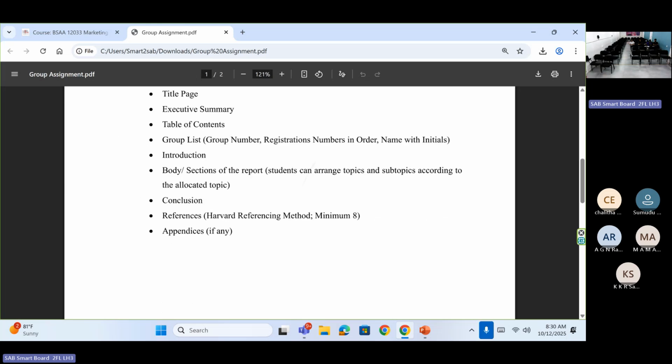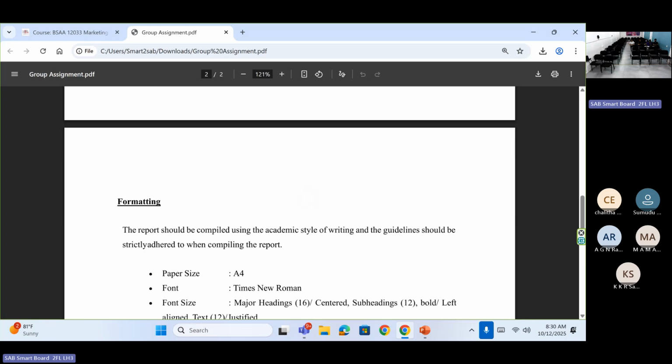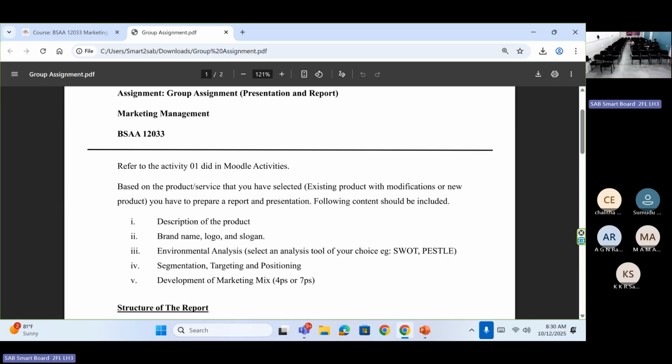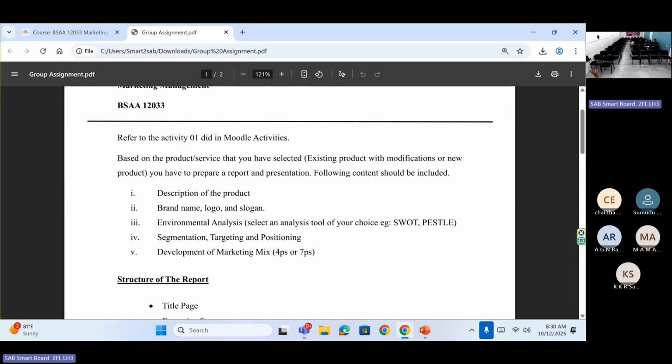So these are the structure and formatting guidelines. Here you have to prepare a report. Maximum word count I have mentioned is 2,500. And a presentation also, that means the same content you have to present in class. All the members of the group need to be present. And the maximum time given is 15 minutes. There are no slide limitations.